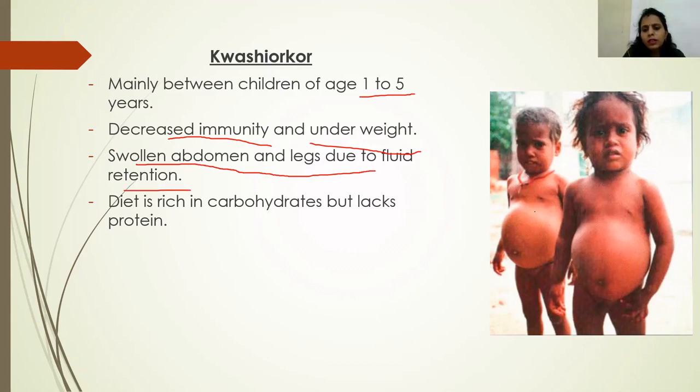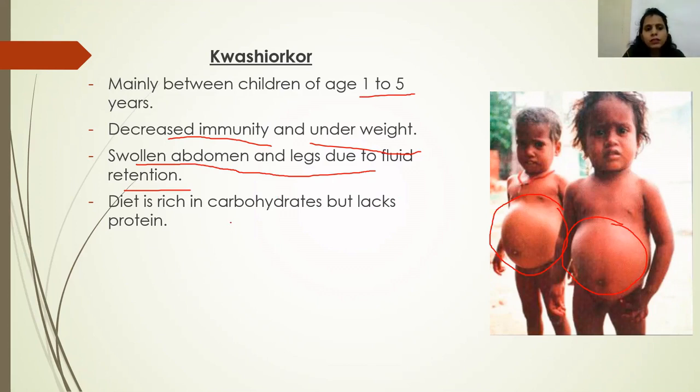What happens is that a large amount of fluid gets collected in the abdomen area. What is the reason? You will learn this in detail in other units. For now, just understand that in Kwashiorkor the children have a swollen abdomen and sometimes swollen legs because of fluid retention. The meaning of the word retention is accumulation of fluid.